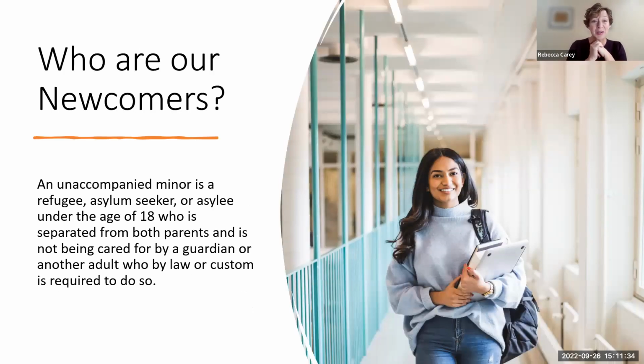So another category of newcomers is an unaccompanied minor. It could be that the student is a refugee, asylum seeker, or asylee under the age of 18 who is separated from both parents and is not being cared for by a guardian or another adult who by law or custom is required to do so.